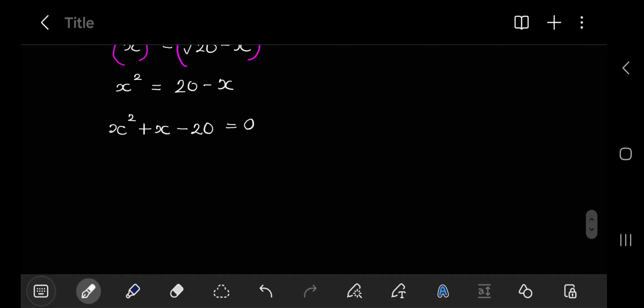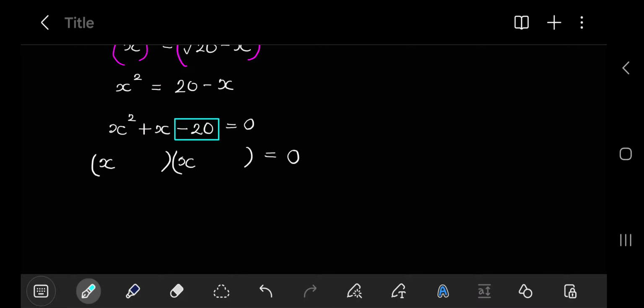Now here you have a trinomial and it is a quadratic trinomial. So you can either factorize or you can use a quadratic formula. I'm just going to show you how to factorize since this is quite a basic trinomial. So we're going to fill in each bracket with x and x since we have x squared.